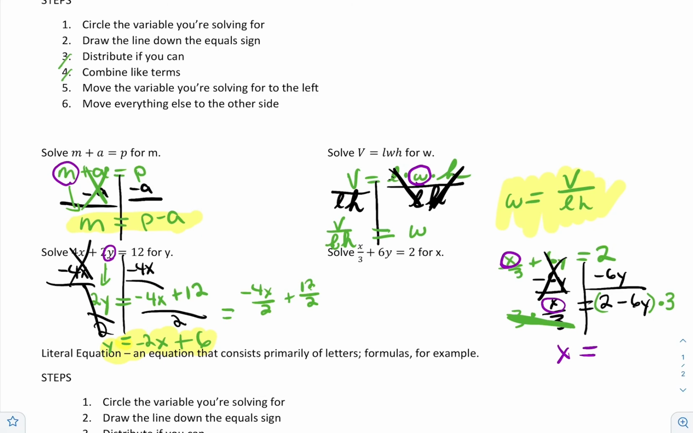Equals, and now look, there's parentheses. We just created a distributive property, so we need to distribute the 3 to the negative 6y and the 3 to the 2. 3 times 2 is 6, minus 3 times this negative 6y is negative 18y. And x is by itself. All right, that's it.